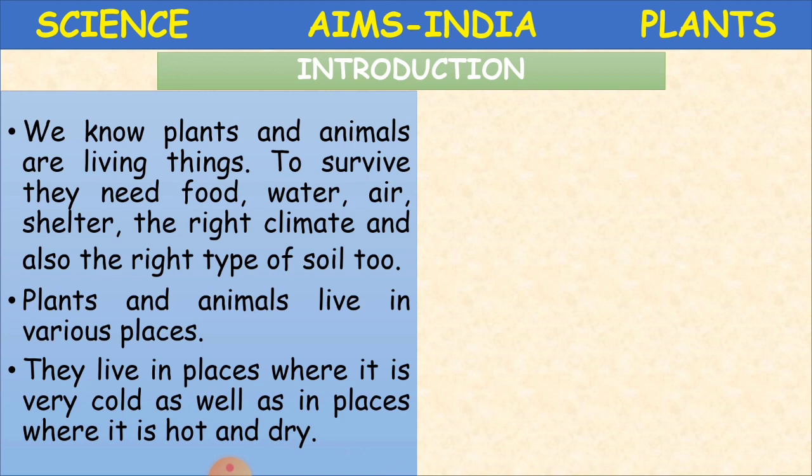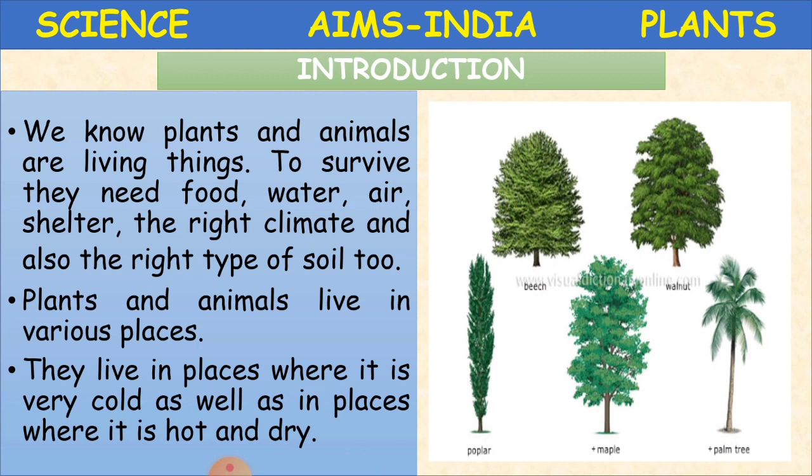So we know plants and animals are living things. To survive, they need food, water, air, shelter, the right climate and also the right type of place. As we human beings have our houses, same like that, even plants and animals also have their particular places according to their convenience. So they need air, water, food. When they have all these, plants are able to live.